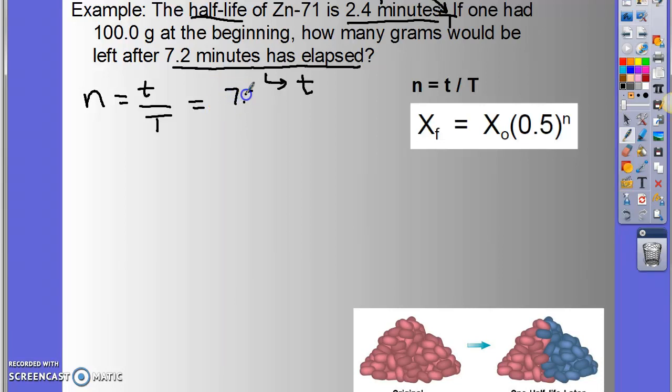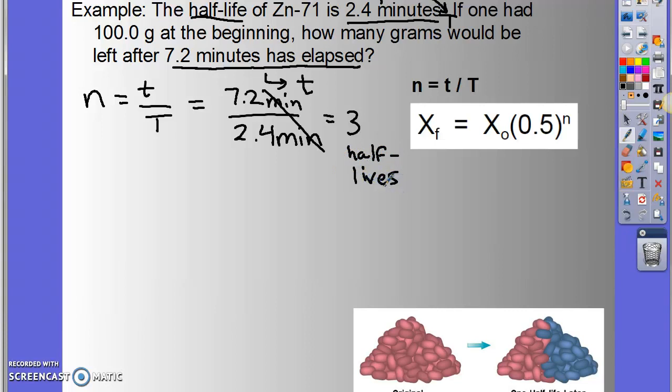And then finally, we can use those two numbers to calculate our number of half-lives. So I'll take 7.2 minutes, divide by 2.4 minutes, and that'll give me my number of half-lives. Important side note: if your units of time are not the same, you need to convert them so that they are the same, because your number of half-lives should just be a number. It should not have a unit. So here when I divide these two, I get 3 half-lives.